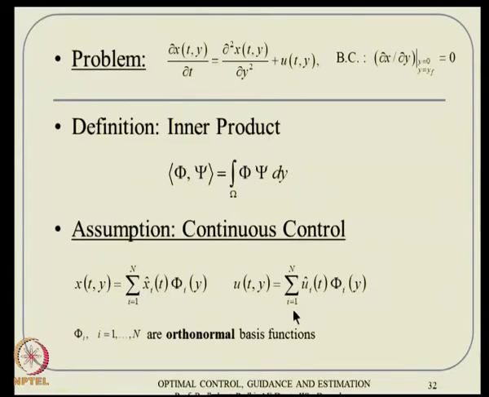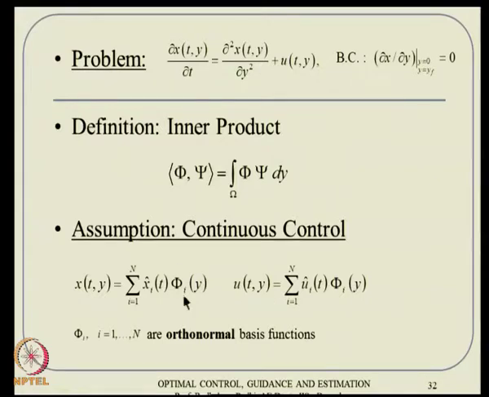Once you have the set of basis functions, phi 1 to phi n, the state vector x is expanded as a function of purely time times a function of purely space. This is the separation of variables idea. Similarly, the control is a function of purely time times a function of purely space.